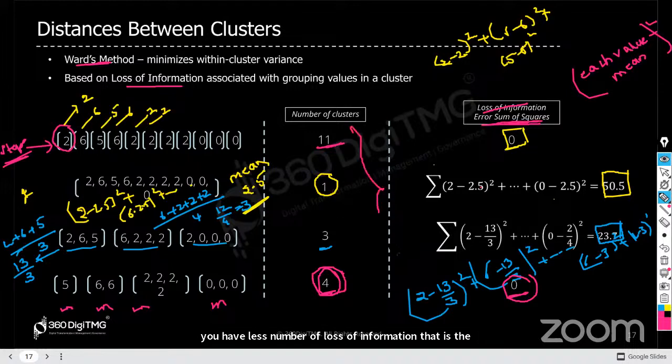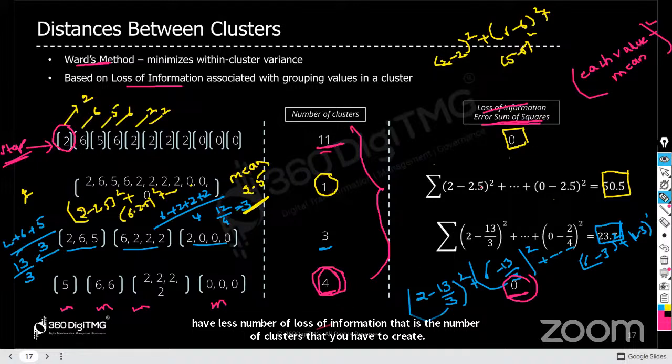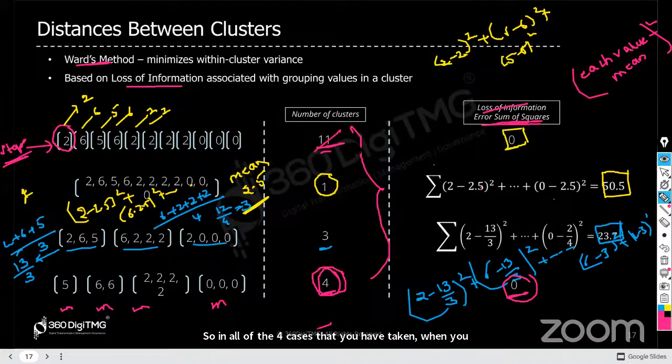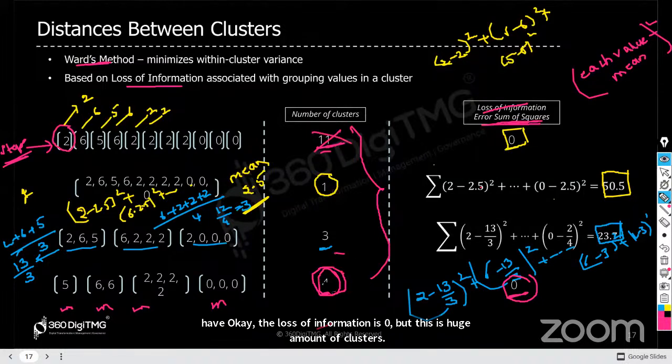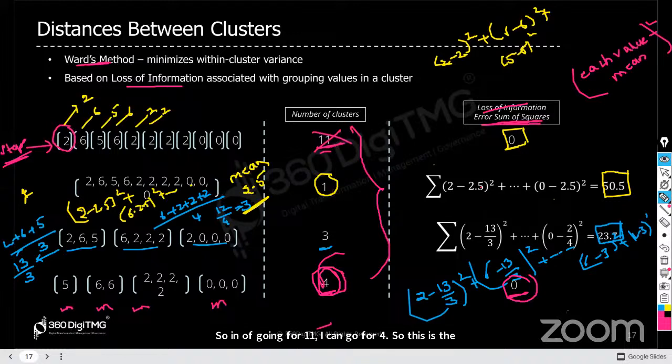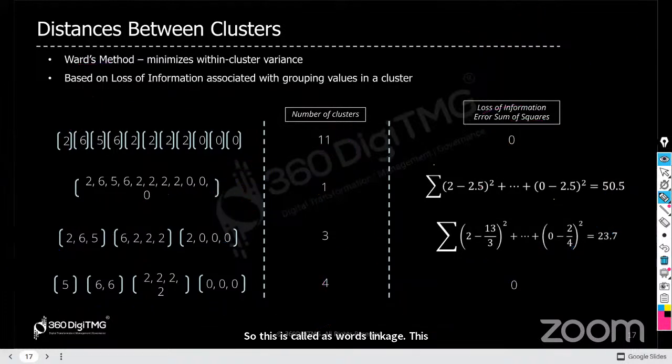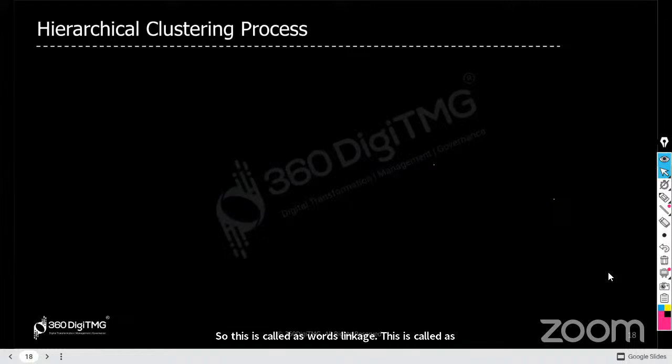So in all of the 4 cases that you have taken, when you have 11 and 4, you got the loss of information is 0. But this is huge amount of clusters. So instead of going for 11, I can go for 4. So this is the best way that you can cluster this data using Ward's method. So this is called as Ward's linkage. Now let's see what is present next.